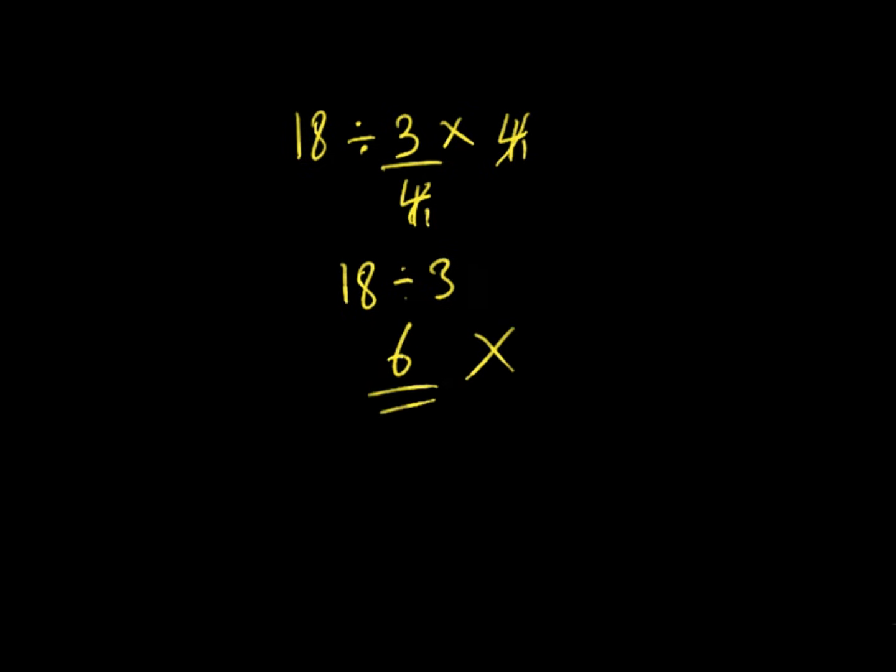6 is the wrong answer to this question because we did not solve division first before multiplication. Division and multiplication have equal priorities, so we have to work from our left to our right, which is we have to solve our division first before solving our multiplication in order to arrive at a correct answer. Let's solve the right answer.